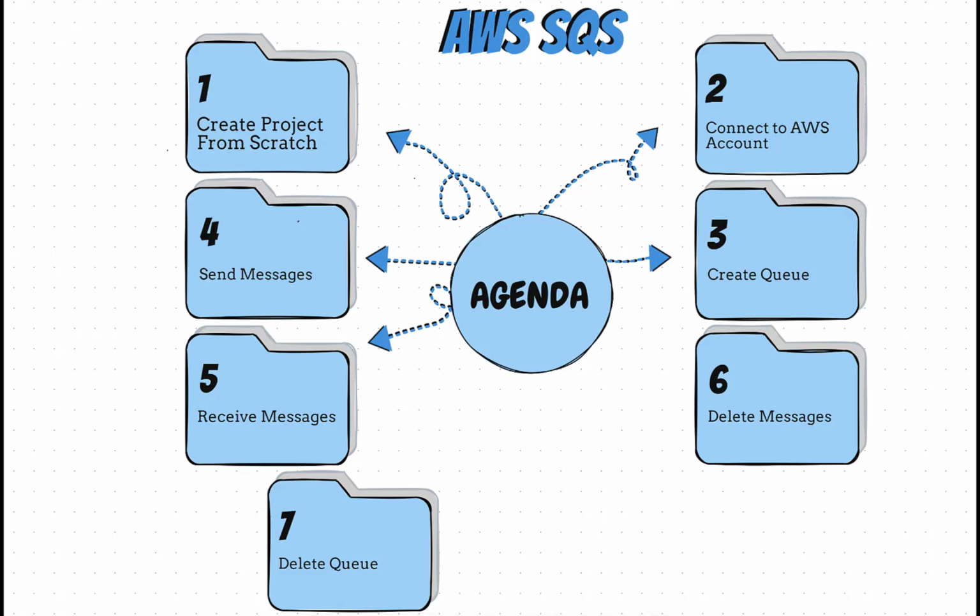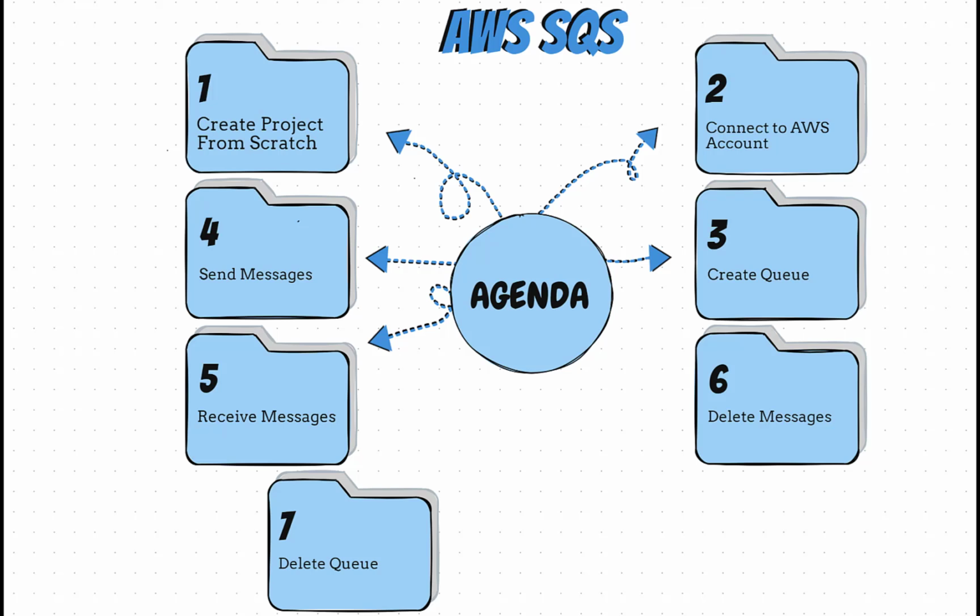Before we dive in, here's exactly what you'll learn in this video. First, we'll create a brand new Java project from scratch. No copy-paste, no setup shortcuts. Then, we'll connect that project to our AWS account using access key and secret key. No AWS CLI or complicated configuration needed.